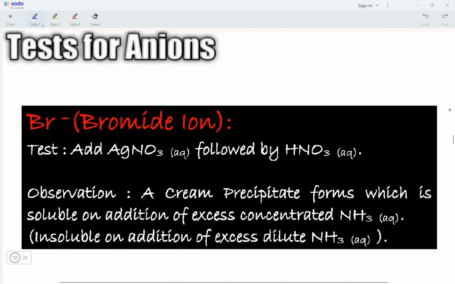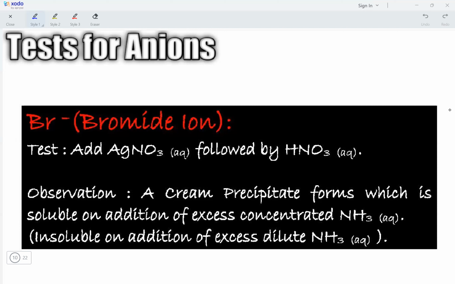With bromide ions, we will again be adding silver nitrate followed by nitric acid, or nitric acid followed by silver nitrate. Either of the two methods is okay. So the observation here would be a cream precipitate forms, which is soluble on addition of excess concentrated ammonia, and insoluble on addition of excess dilute ammonia. Now, the thing is, it is soluble on addition of excess concentrated ammonia.